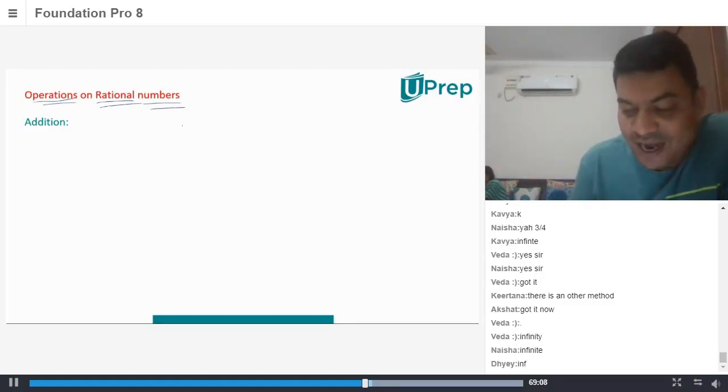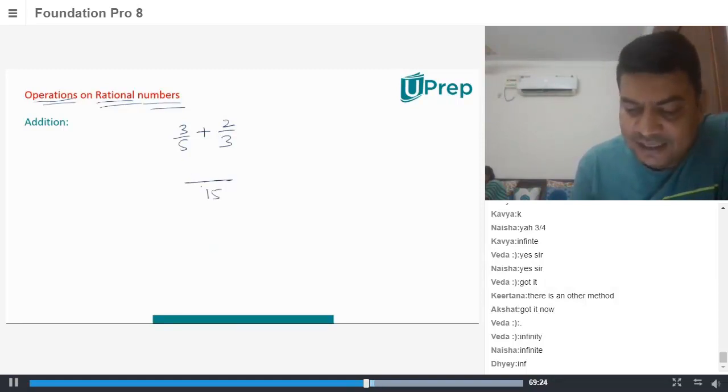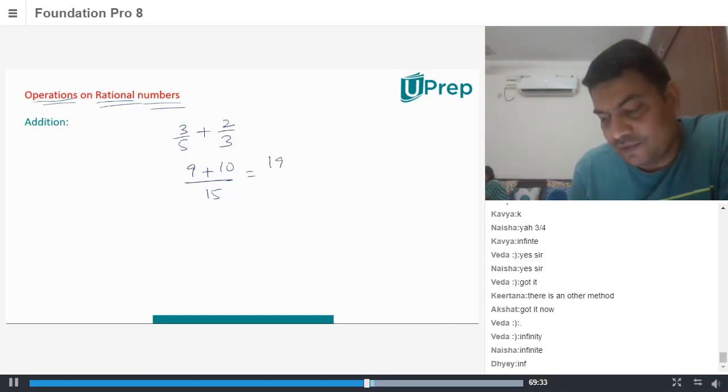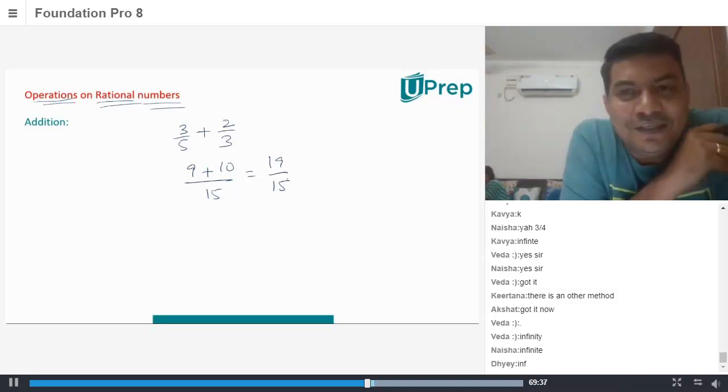So if someone asks you to add 3 by 5 and 2 by 3, how do you add that? You bring it to the same LCM. Find the LCM, which is 15, and then add. 5 3s are 15, 3 3s are 9, 9 plus 3 5s are 15, 2 5s are 10. So 19 by 15. Which you can convert into a mixed fraction or decimal, but mixed fraction is better.